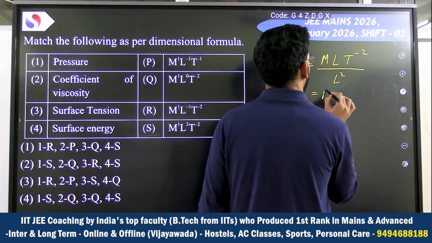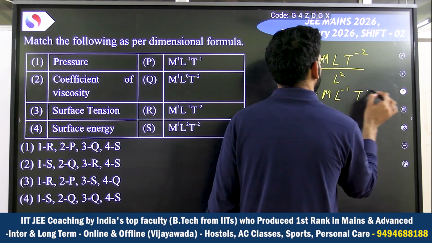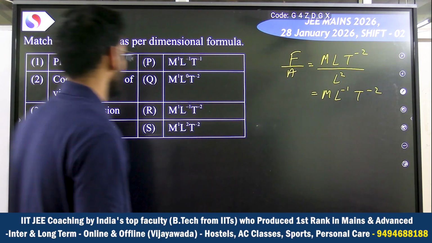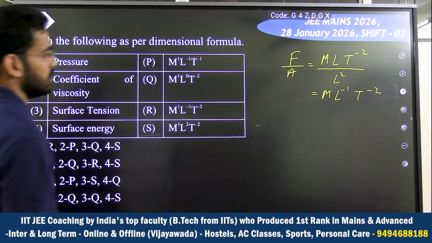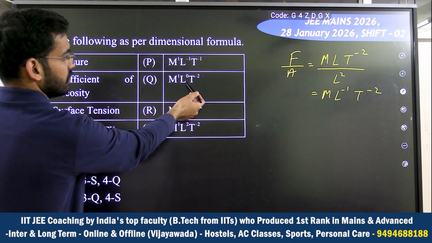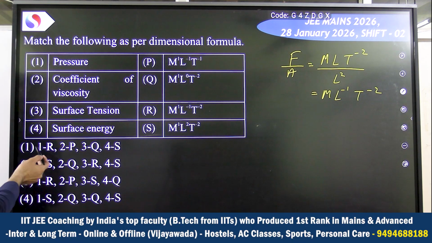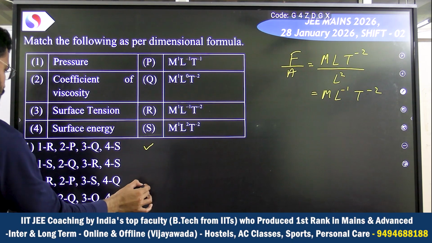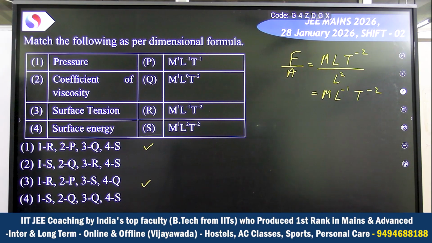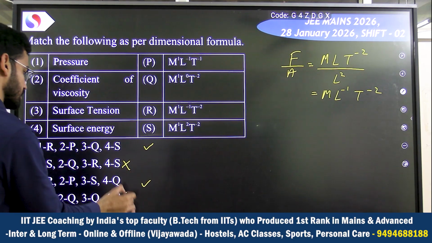So this will be what? mL to the power minus 1 t to the power minus 2. This is the way you have to solve. So mL minus 1 t to the power minus 2, t to the power r. So p 1r means either first option or either third option. Okay, these are only the two options, so these got rejected.